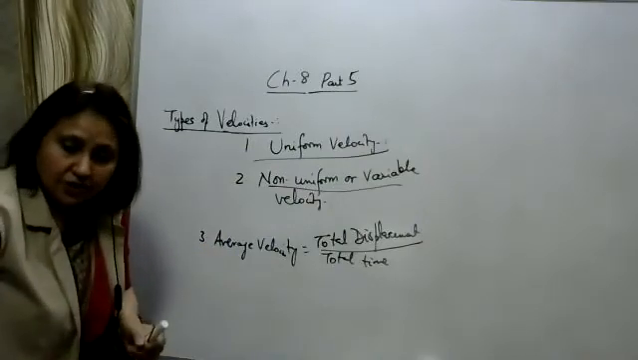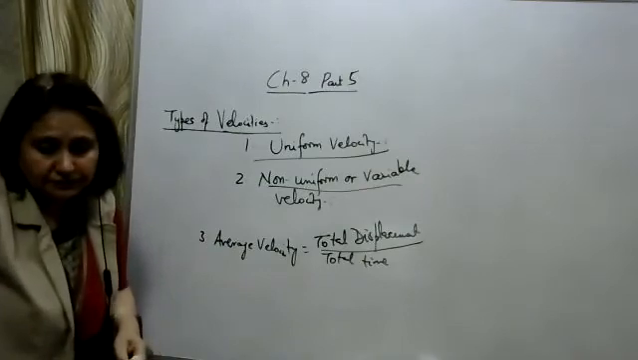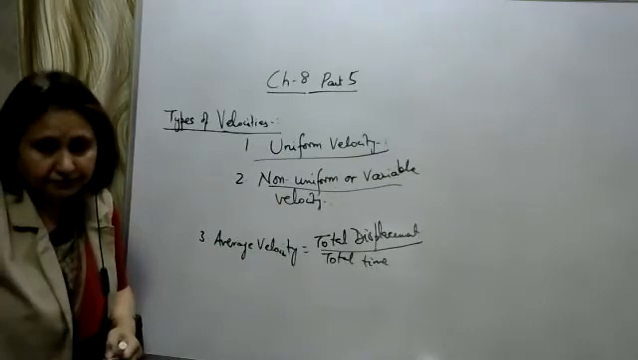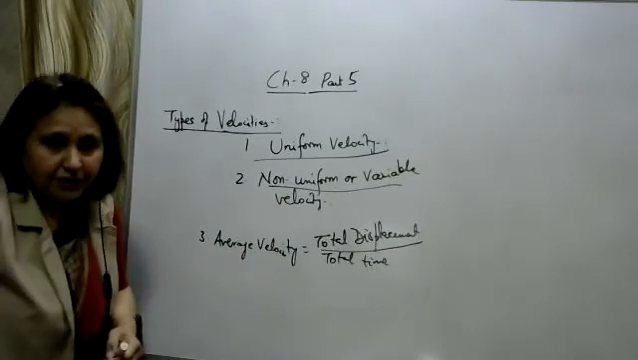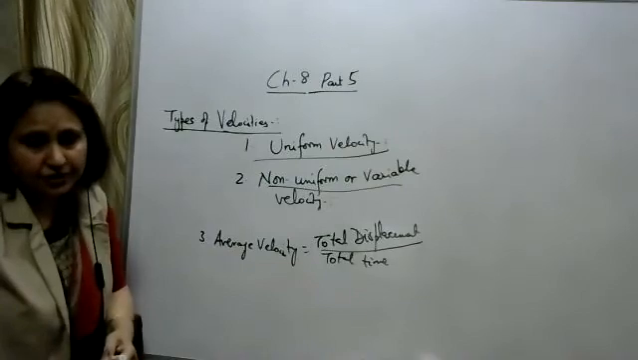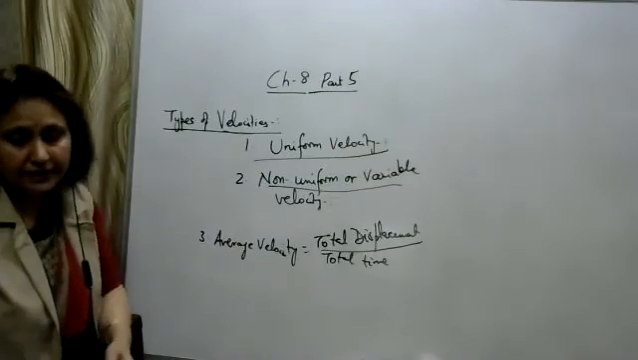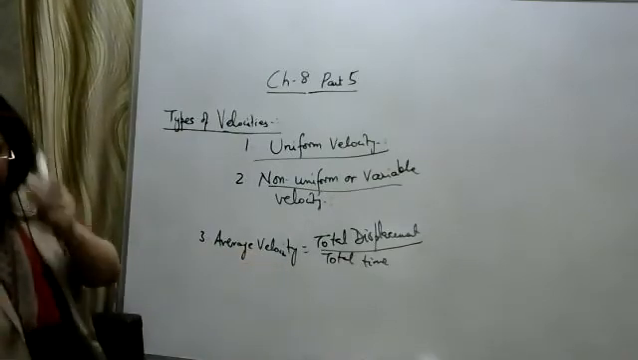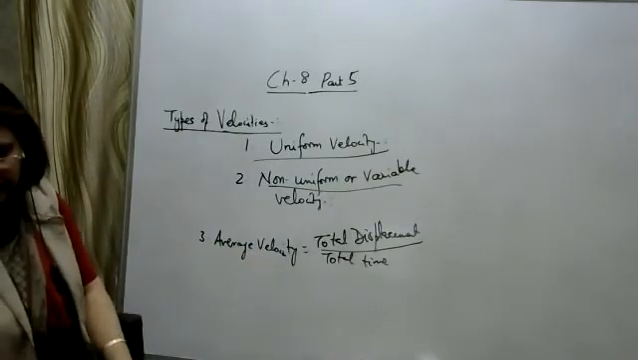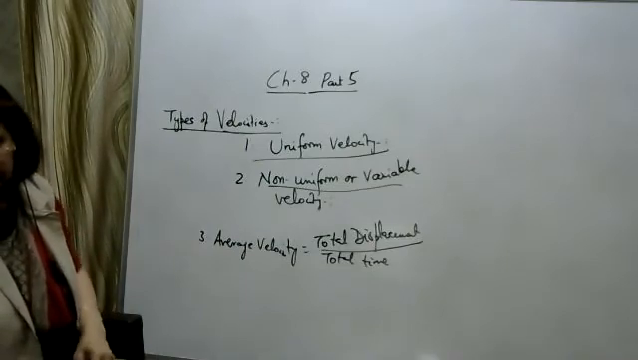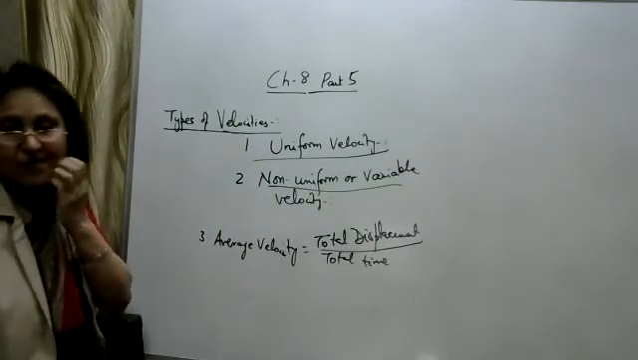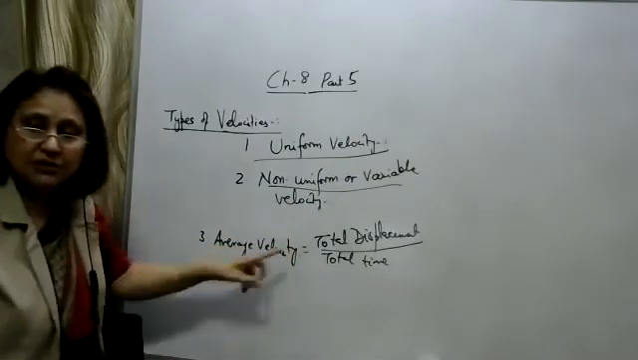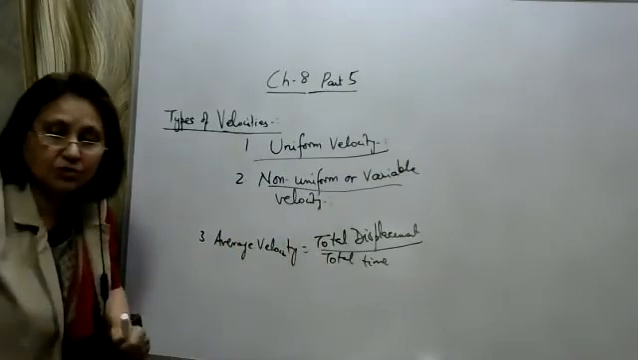Write down, when the velocity is variable, we calculate its average velocity, given by this formula: average velocity is equal to total displacement upon total time taken.